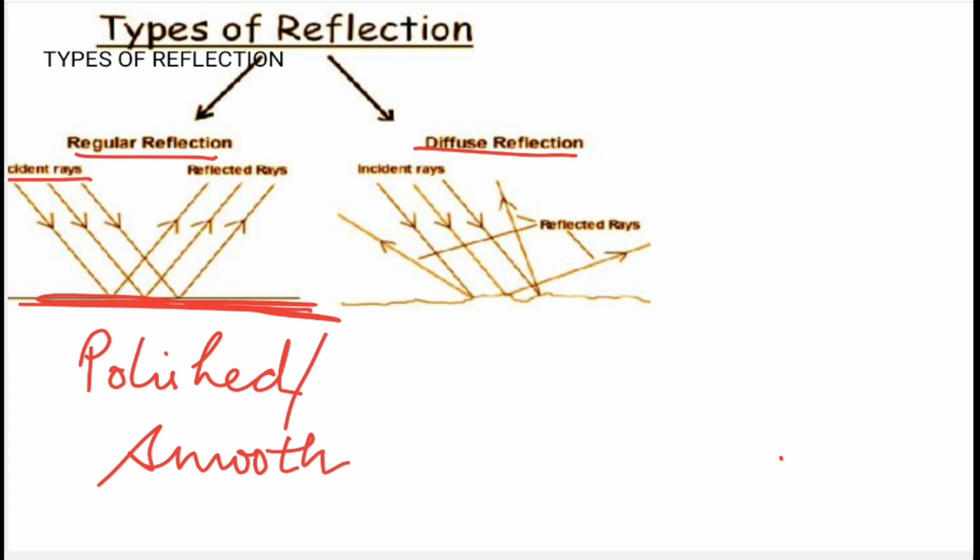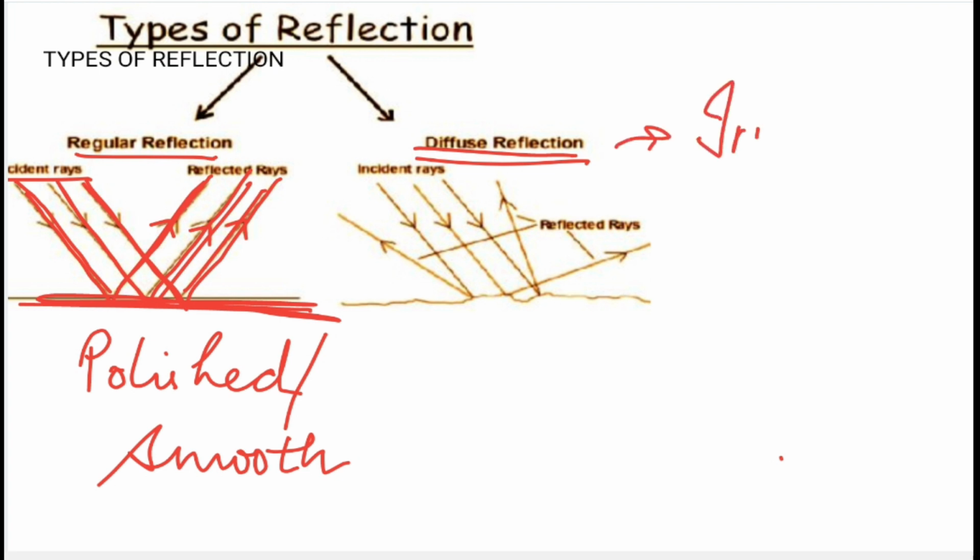For instance, these rays are falling on a smooth surface. This ray will be bounced back, this ray will again be bounced back, and this ray will again be bounced back, and here we get regular reflection. So all rays will bounce back parallel to each other. Whereas diffused reflection is also called irregular reflection.